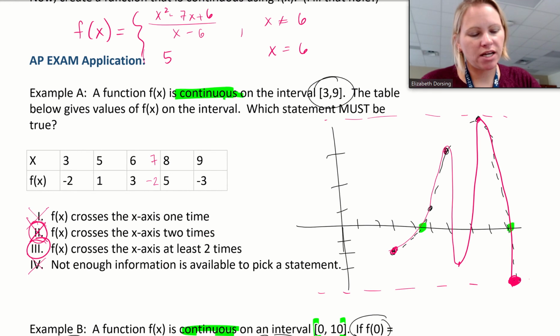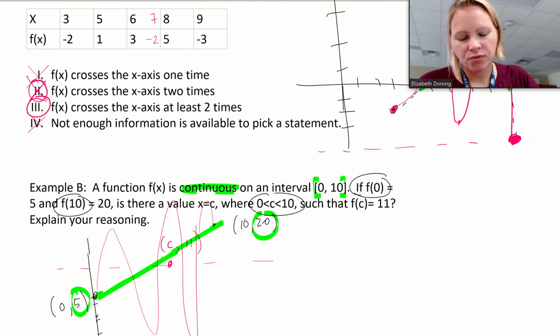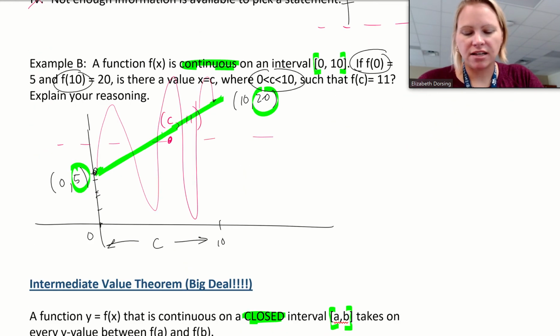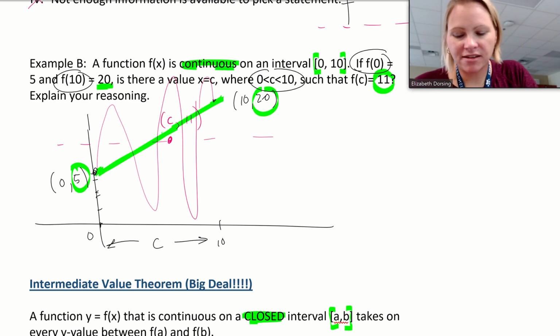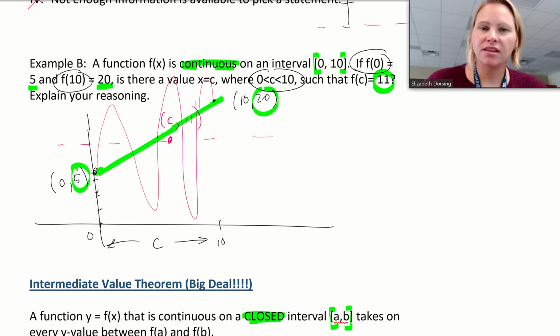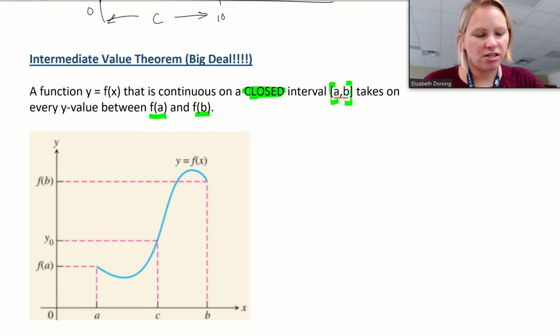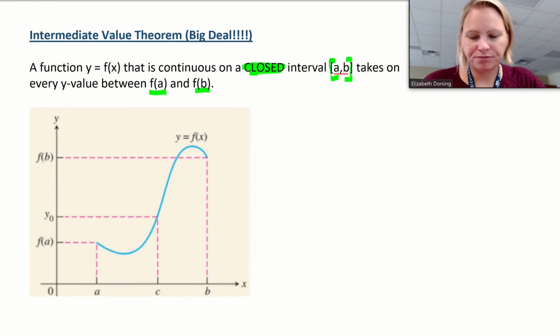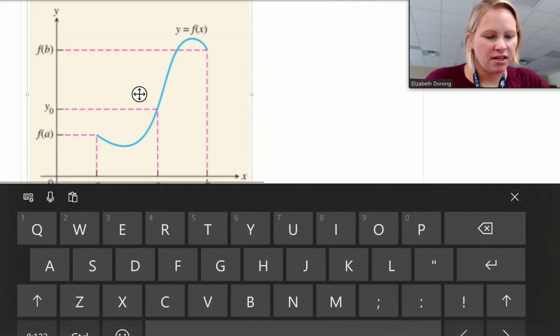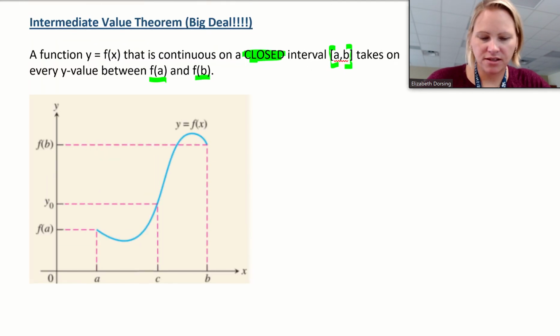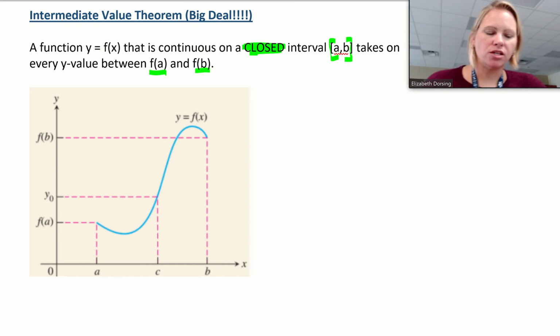So just like we were connected in this example, if this 11 is between 20 and 5, then yes, it's going to be hit because we have a continuous function on a closed interval. So again, here's that intermediate value theorem. And we have some fun examples that we can do with this.